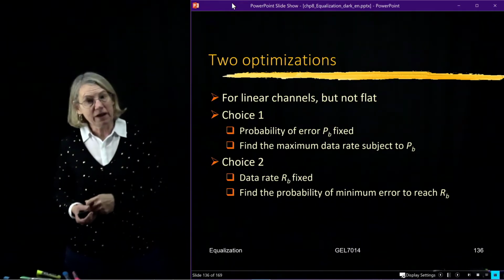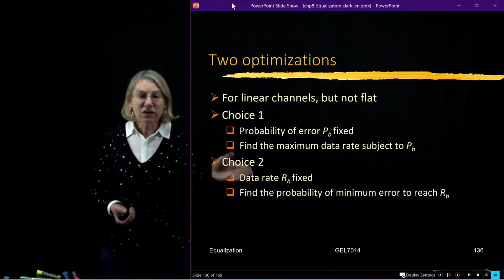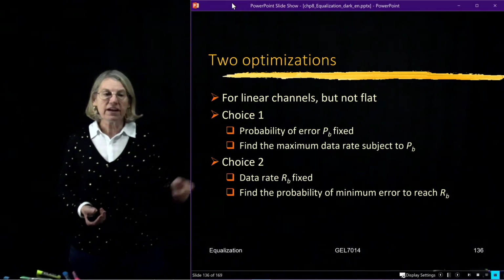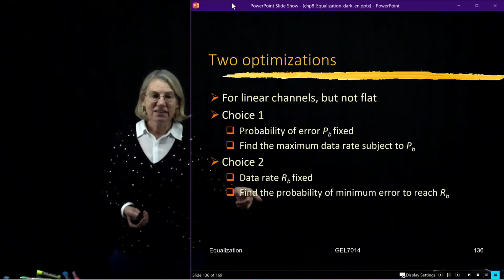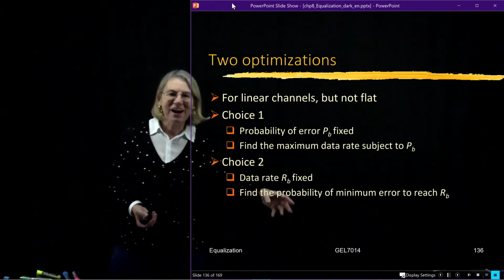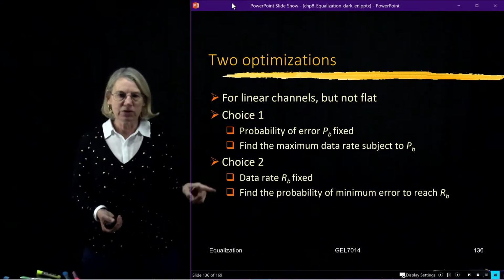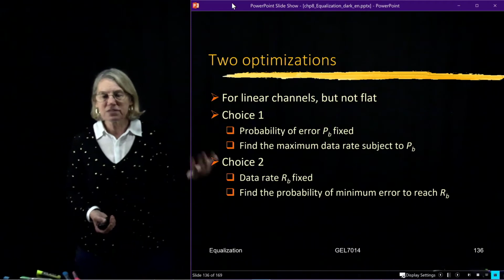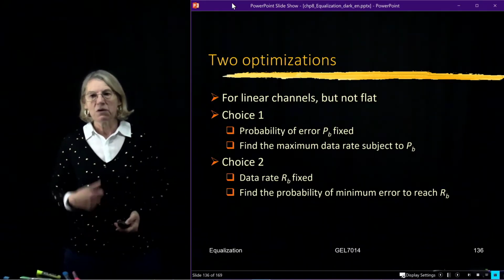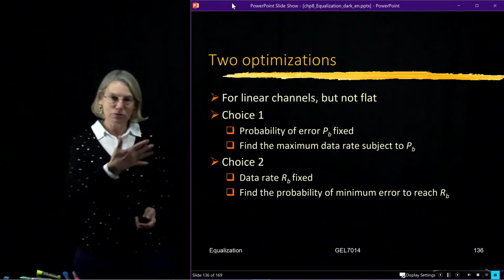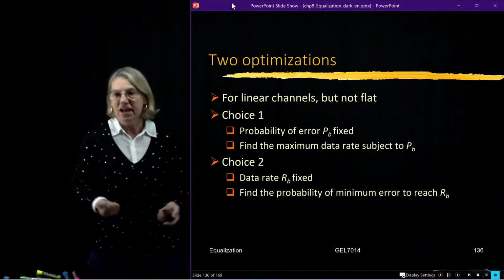The other way I could do my optimization is to start with a data rate which is fixed and minimize the probability of error when I reach that RB. So again, it just depends on which one is our main target, but we'll see that the way of achieving these two different optimization goals is not dissimilar.